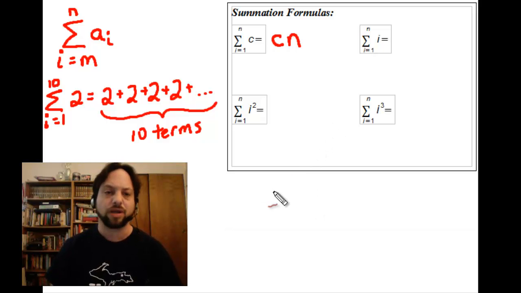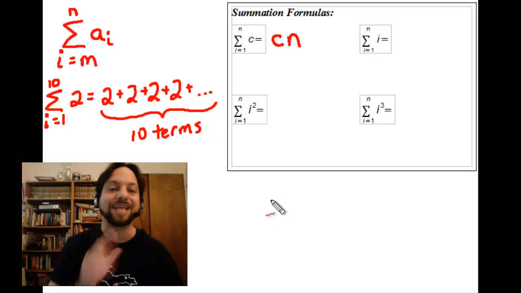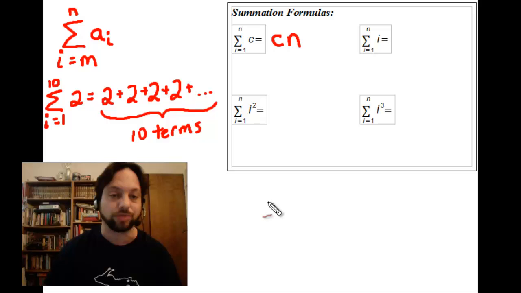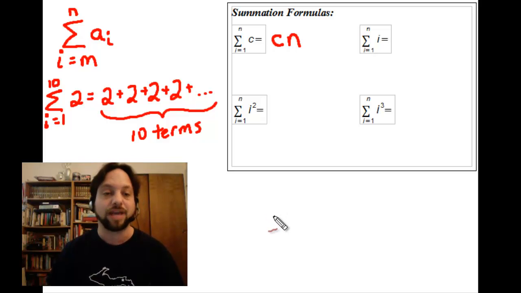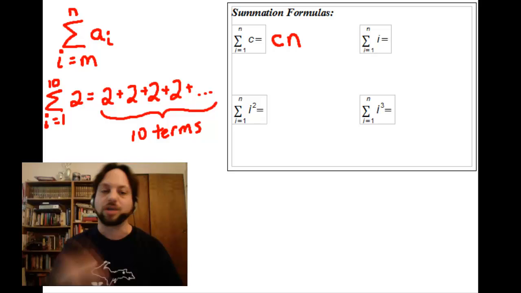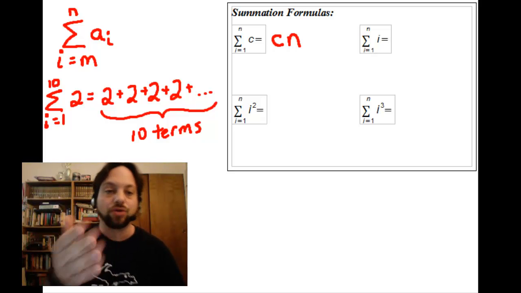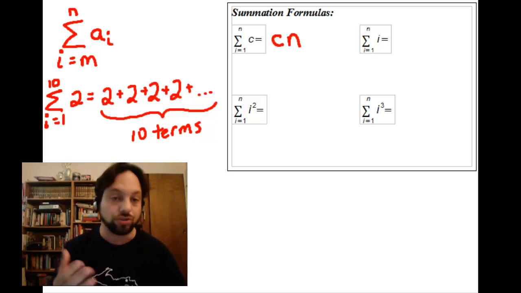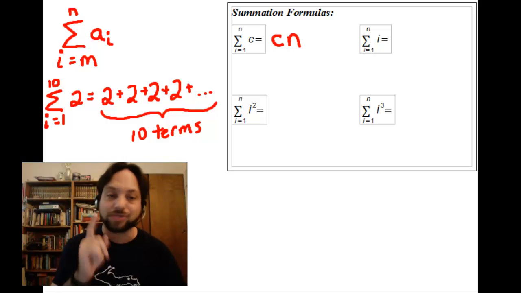A famous story about Carl Friedrich Gauss, one of the most prolific mathematicians of all time. Well, in the late 1700s, when he was in elementary school, his teacher gave him the task of adding up the first 100 numbers. That is 1 plus 2 plus 3 plus 4, and so on, all the way up to 100. Now, you and I might sit there and actually try adding them all up. But Gauss, he was a genius.